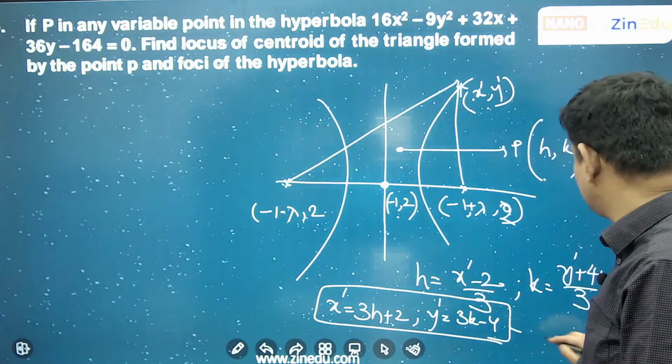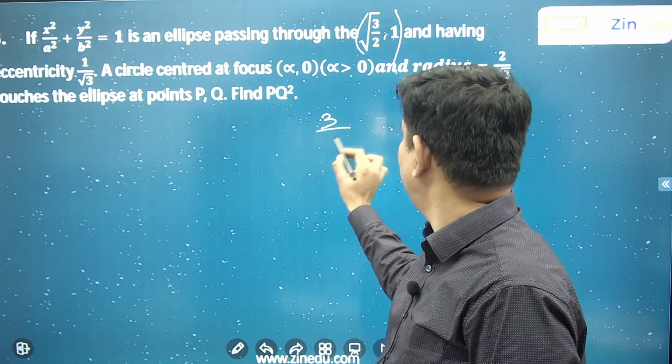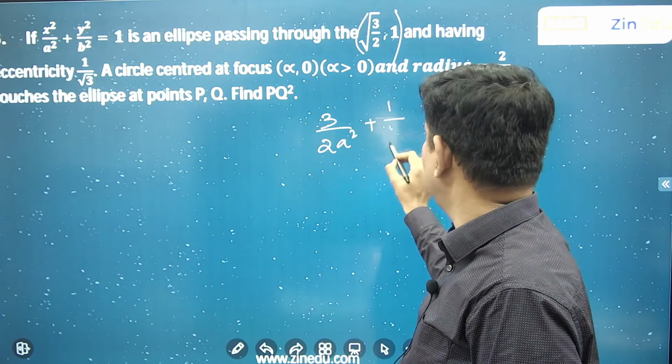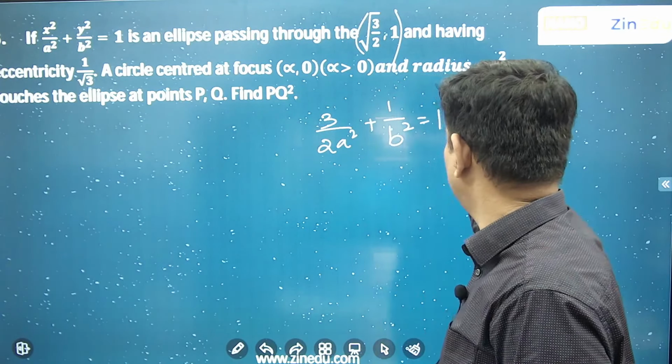This is slightly lengthy, but again if you do it smartly, you can save some time here. x square by a square plus y square by b square equal to 1 is an ellipse whose eccentricity is 1 by root 3, passing through the point root 3 by 2 comma 1. So what will this equation be? Substitute the point: 3 by 2a square plus 1 by b square is equal to 1. This is the first condition given. Eccentricity is 1 by root 3. So 1 minus b square by a square is 1 by 3, or b square by a square is 2 by 3. This is your second equation.